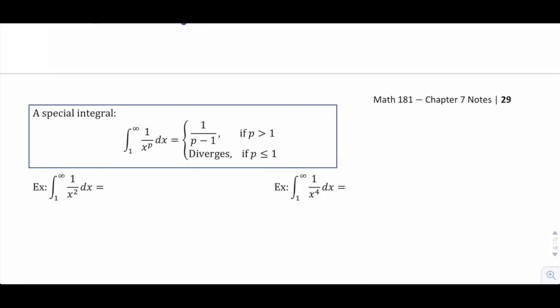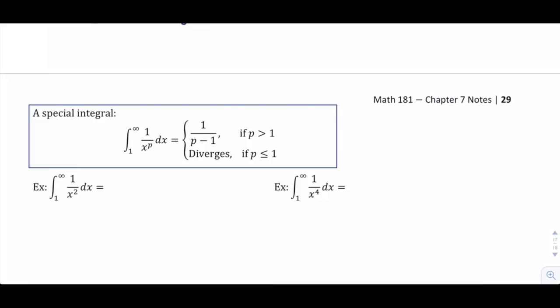One of the things you may have noticed is when an integral converges based on the power of x in the denominator. So some of these findings can be summarized in this box here called a special integral. It says that the integral from 1 to infinity of 1 over x to the p dx will diverge if p is less than or equal to 1. If p is greater than 1, however, this will converge, and more specifically, we can find out what it converges to by using this formula.